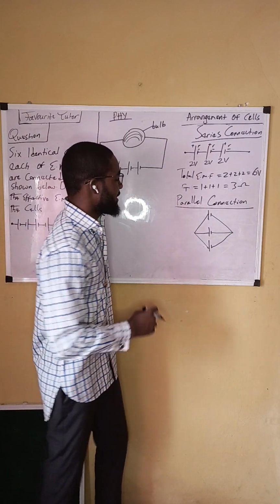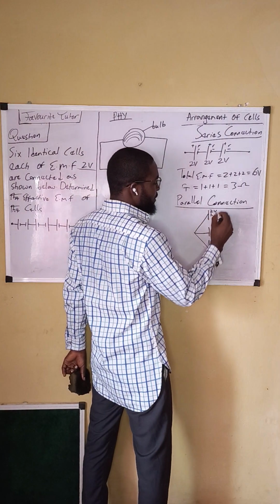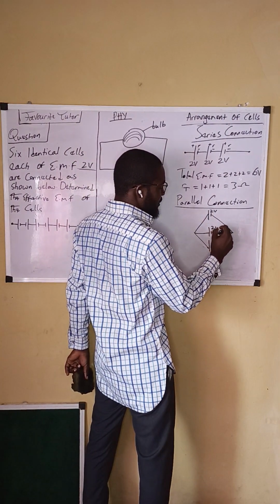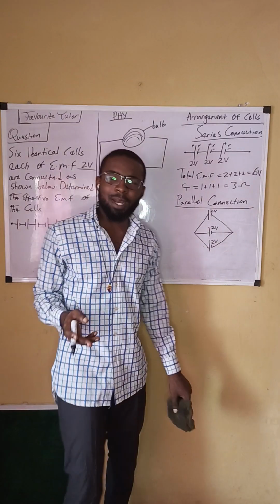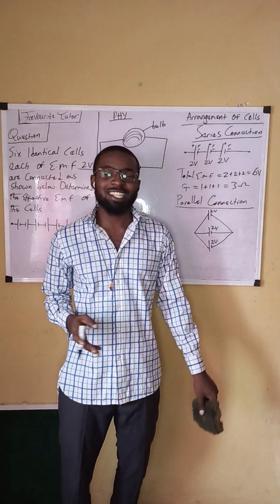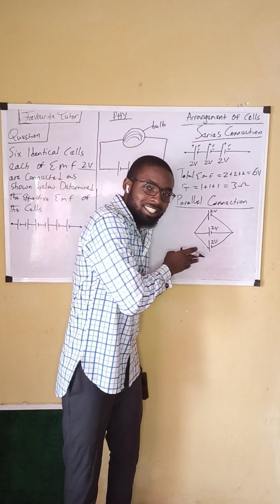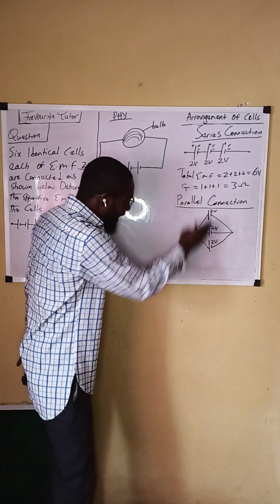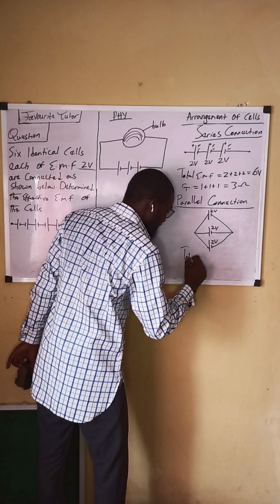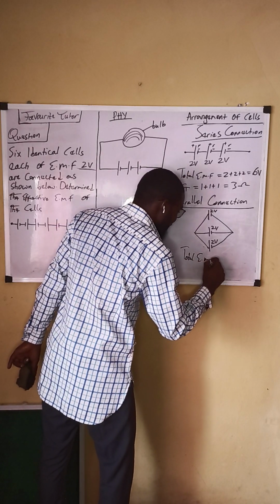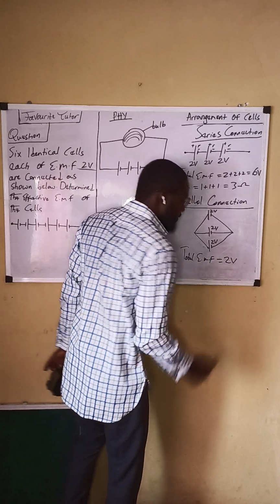And these cells must be identical. So right here is 2 volts, we have 2 volts, we have 2 volts. Now, one thing about parallel connection is that for this, the total electromotive force in this circuit, the total EMF, is equal to 2 volts.